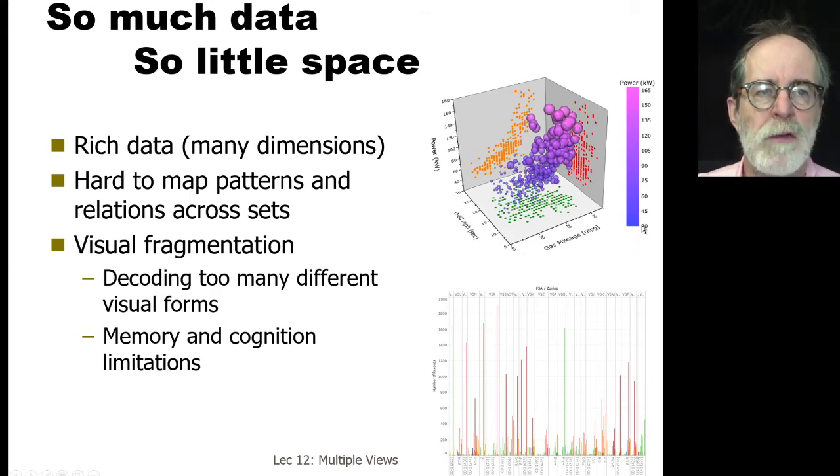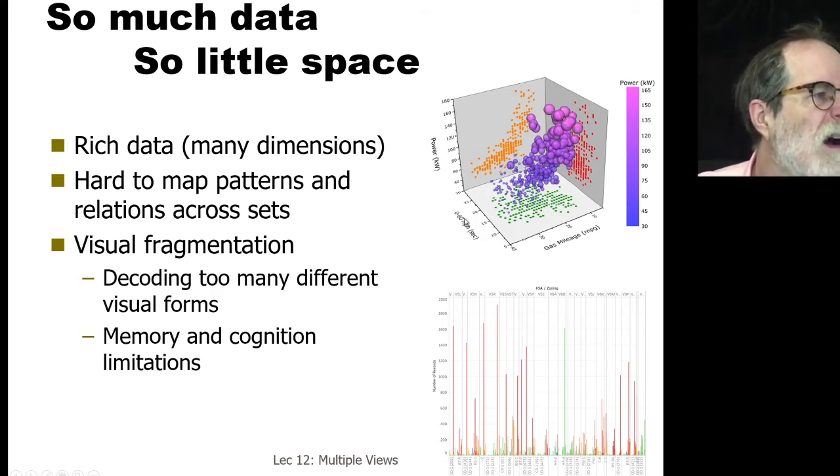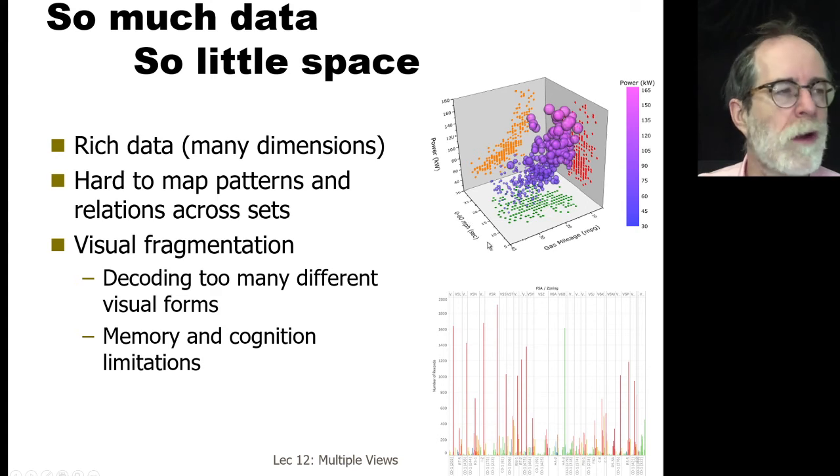This is gas mileage along this dimension. This is 0 to 60, the acceleration time, and this is power measured in kilowatts. And here are the 2D scatter plots. This one on the floor is mileage versus 0 to 60. This one here is power versus mileage, and this here is 0 to 60 versus power.